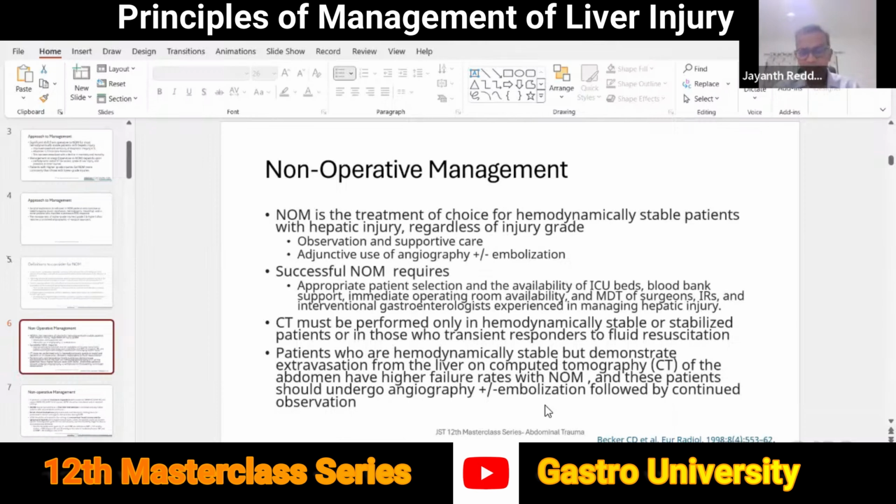CT should be performed in hemodynamically stable patients, or those who have been stabilized, that is, who have responded to initial fluid resuscitation. Contrast-enhanced CT has already been very well covered by Dr. Subodh. Patients who are hemodynamically stable but demonstrate contrast extravasation on CT have higher failure rates with non-operative management, and these patients should undergo adjunct measures like angiography and embolization, followed by continued observation. There is no need to rush these patients to the OR.